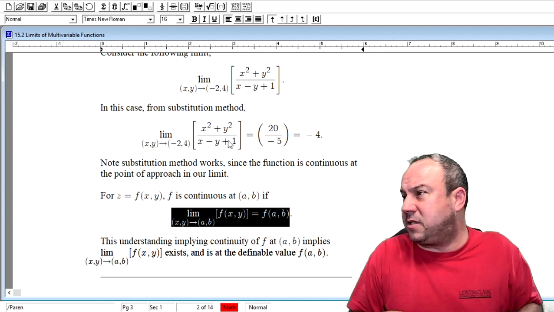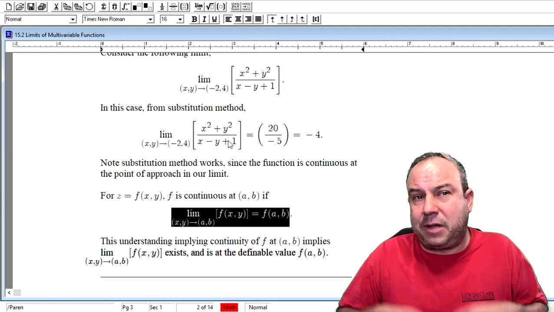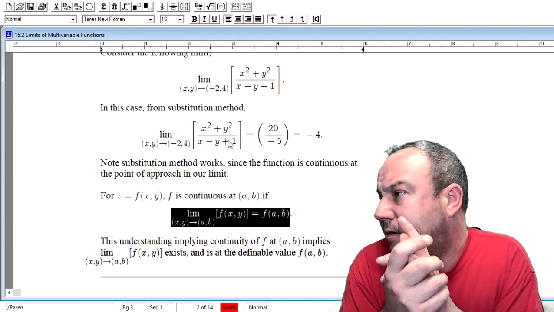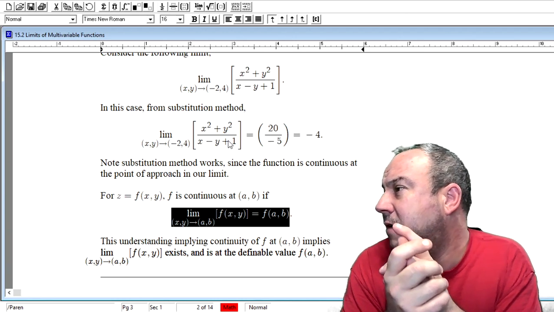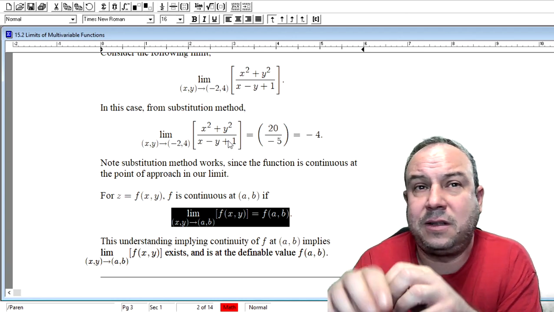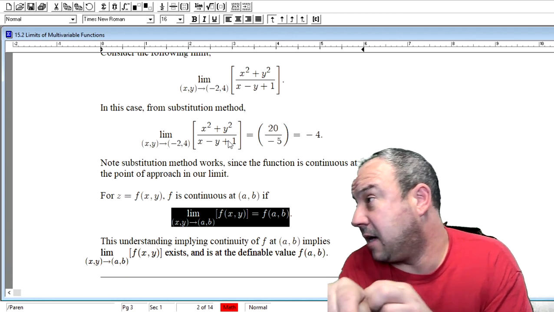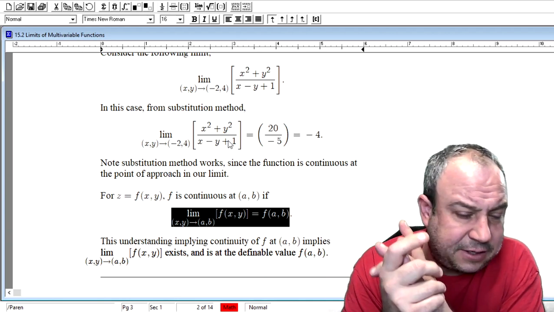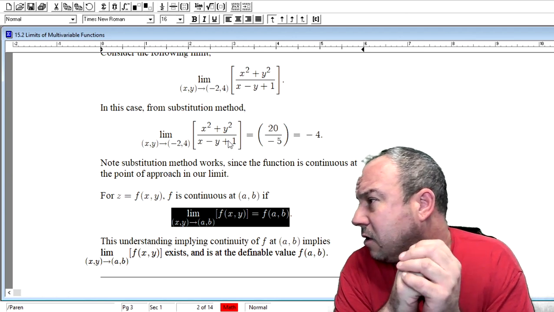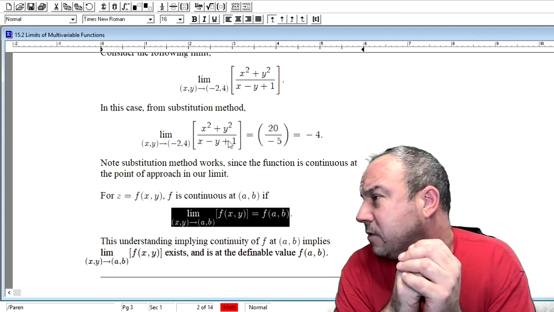And if it's continuous at that (a, b) point, it implies the limit does exist. And what it would exist at is this value, the value of the function at (a, b). In the case of continuity, that is why substitution works, folks.